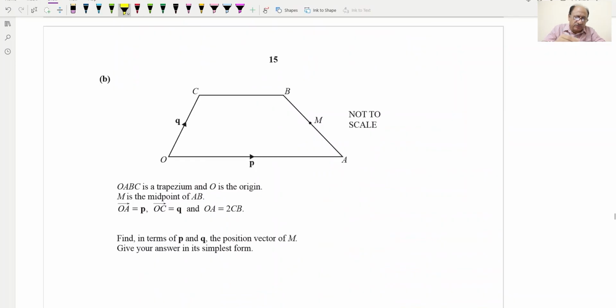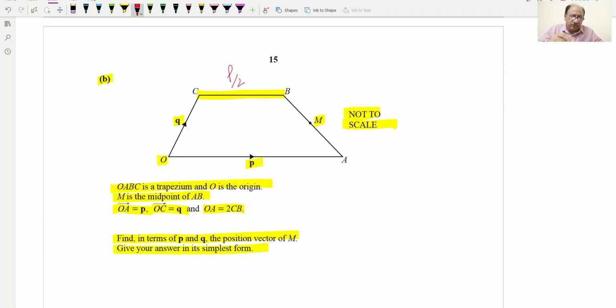Next part is a vectors question, and a diagram is provided, which is not to scale. ABC is a trapezium and O is the origin, M is the midpoint. OA is equal to p, OC is equal to q, and OA is equal to 2CB. Okay, so double of CB. So it means CB is half of OA, so we can write this as p by 2 or 1 by 2 p or half p. Now, what is our task? Our task is to find, in terms of p and q, the position vector of M. Give your answer in simplest form.